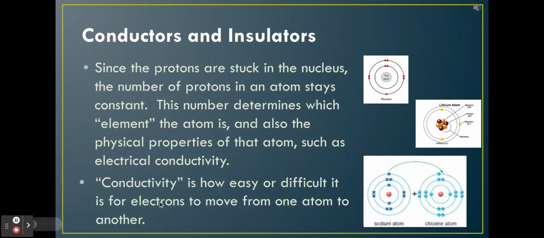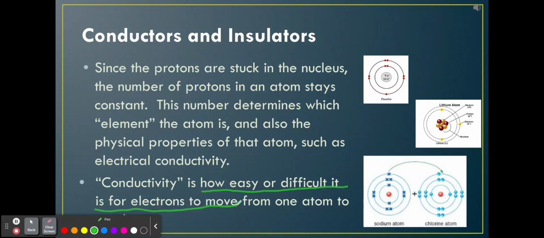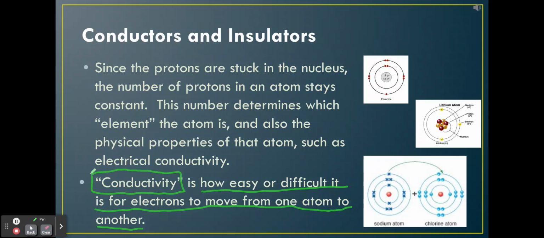Conductivity is how easy or difficult it is for electrons to move from one atom to another. Okay, that's our idea. How easy it is for electrons to move from one atom to another. Might help for you to circle that, underline it. How easy or difficult it is for electrons to move from one atom to another. That's conductivity. If it's easy, it's conductive. If it's hard, it's not.